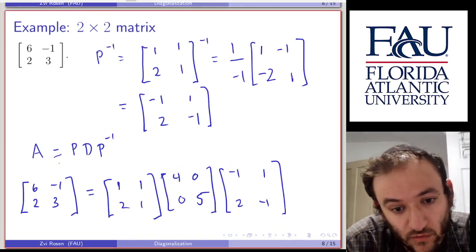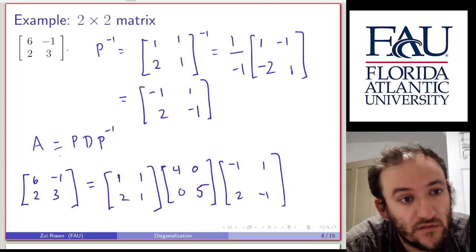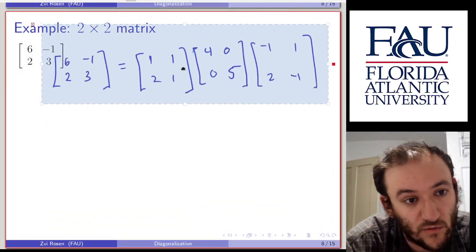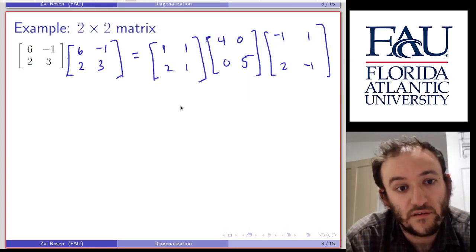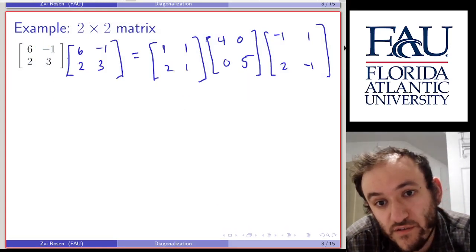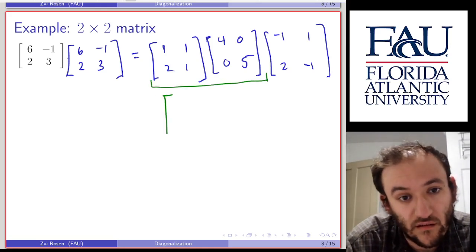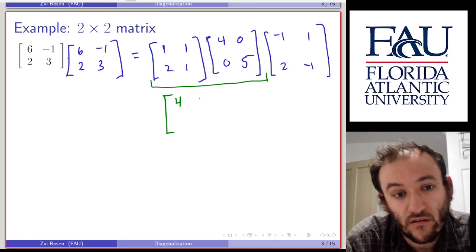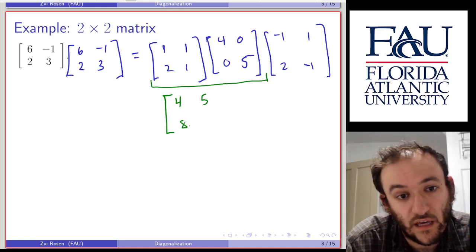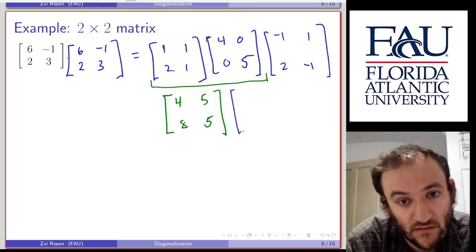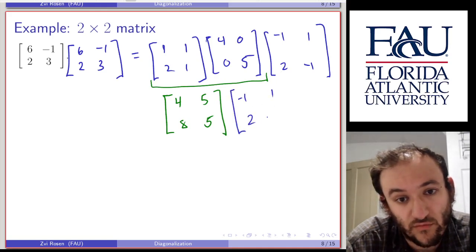We are going to go to the next page, and just confirm that this equation holds. So let's combine these two matrices first. Okay, so we get 4, 5, 8, 5, and then times this matrix [-1, 1; 2, -1].